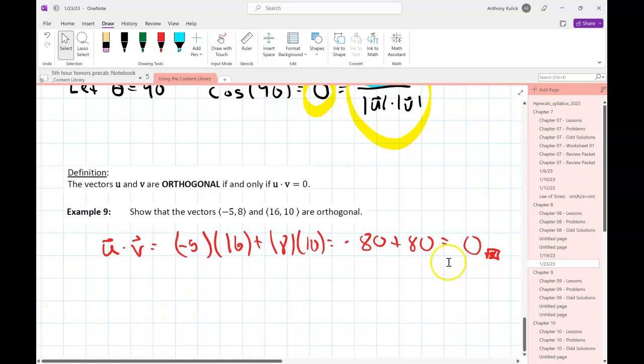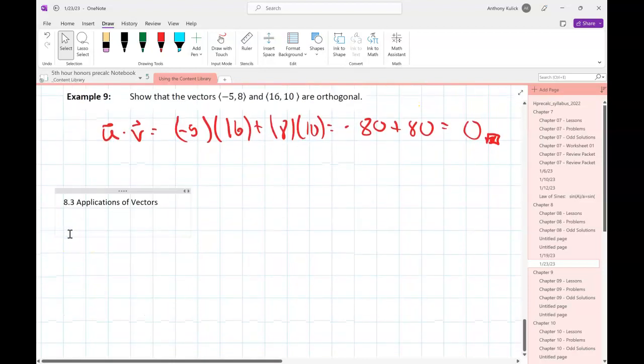That's going to be the last thing in 8.2. In 8.3, we're going to look at some real-world applications for vectors. So this means they're going to be story problems. No new content is really happening here. We're just going to see some story problems where we can apply some of these ideas.